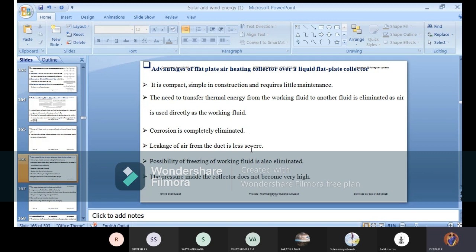You can consider this as an advantage, and sometimes you can say it as a disadvantage also. But why is that 1% leaking? You can consider that also. But as an advantage, you can say leakage of air from the duct is less severe. Then the freezing of the fluid is completely eliminated and the pressure will not reach a high value. These are the main advantages of your air heating flat plate collector.